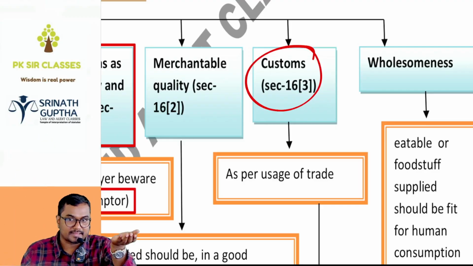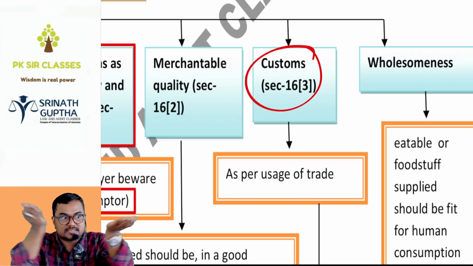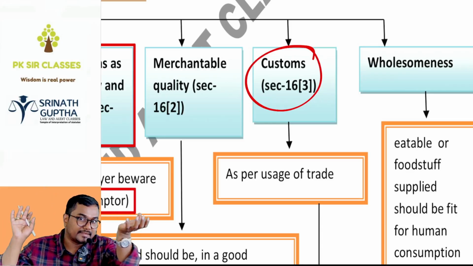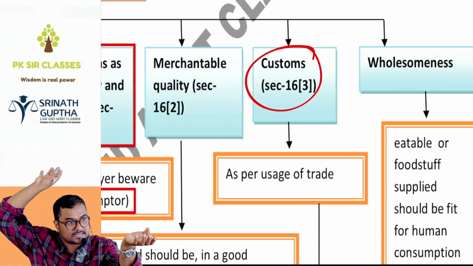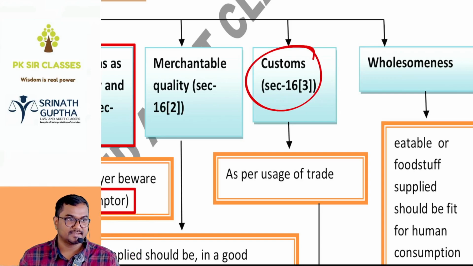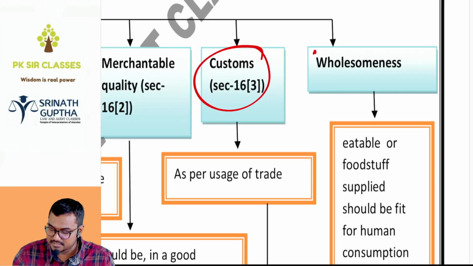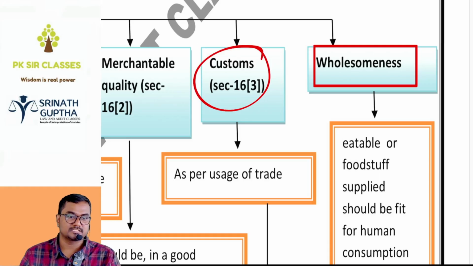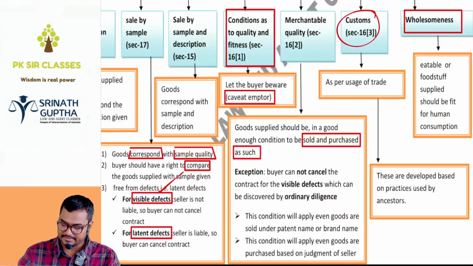In both markets, you have to sell the A quality apple only inside the market. You can sell B quality outside. But one market treats it as essential, one market treats it as collateral. Then the last one, condition as to wholesomeness. It is applicable only to foodstuff and eatables. If goods being sold are unfit for human consumption, there is a breach of condition as to wholesomeness. The buyer can rescind the contract and claim the damages.